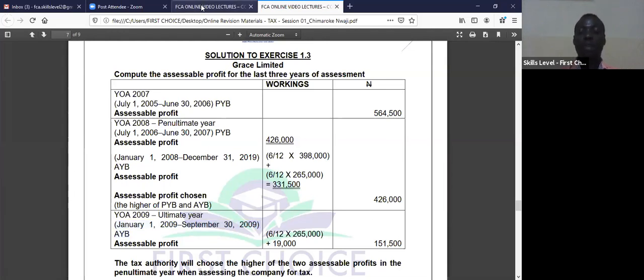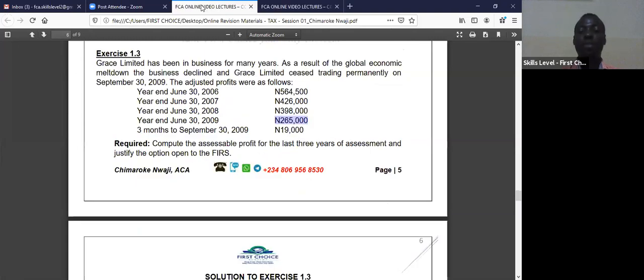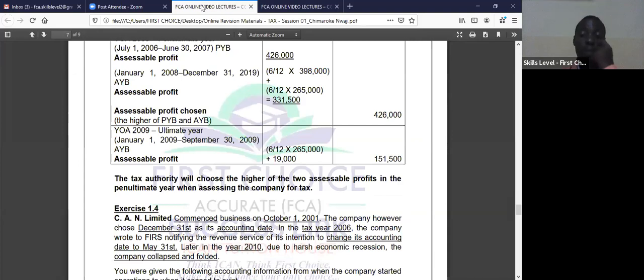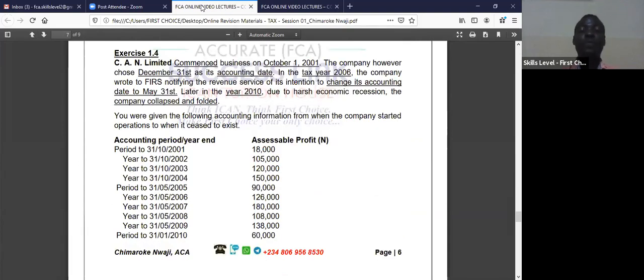Now that we've talked about it, let's go to the last question. Now, this question is very, very comprehensive. In fact, if you can understand exercise 1.4, it shows that you have understood everything that we've done today. CAN Limited commenced business. So it's underlined here, commenced business on what date? On October 1, 2001. This date is important in commencement rule. We are going to use it on year 1.